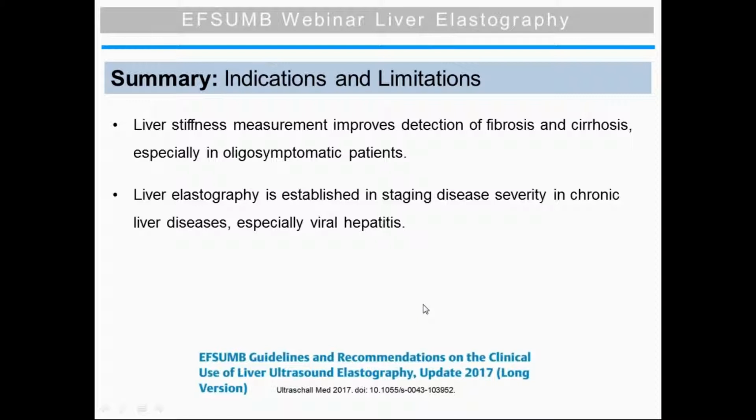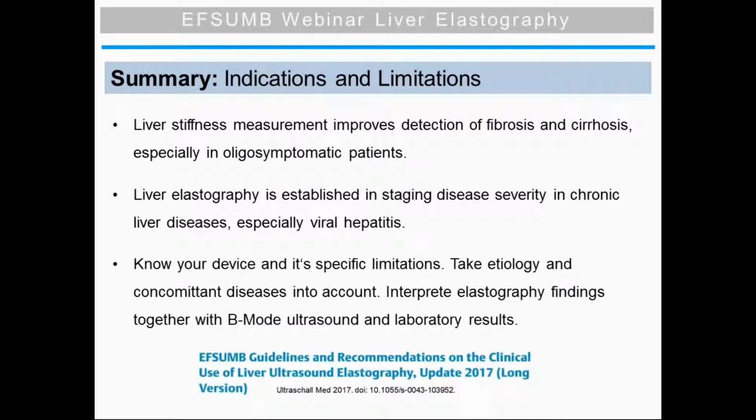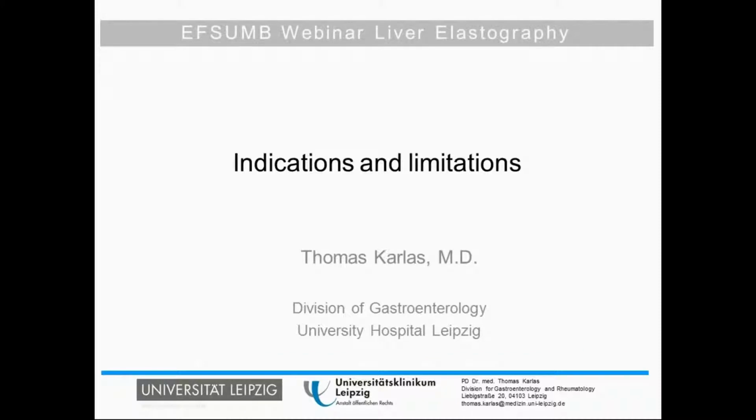This is my summary. Liver stiffness measurement improves the detection of fibrosis and cirrhosis, especially in patients without evident clinical symptoms. And liver elastography is an established method for staging disease severity in chronic liver diseases, especially for patients with viral hepatitis C and B. And for users, it's important to know their device and its specific limitations. They should take into account etiology and concomitant diseases. And liver elastography findings should always be interpreted together with the B-mode ultrasound and lab result findings. Thank you for your attention.